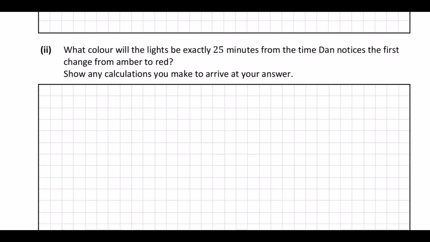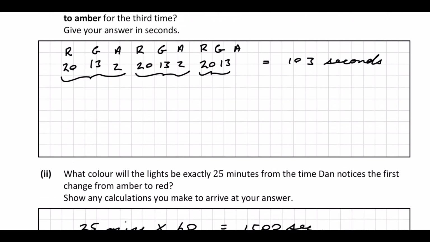Show any calculations you make to arrive at the answer. Okay, so we need to look at 25 minutes, and we just need to change that to seconds. So I'm going to multiply it by 60 because there are 60 seconds in a minute. So that's 1,500 seconds. So if you notice that each cycle here takes 20 plus 13 plus 2, so that is 35 seconds.